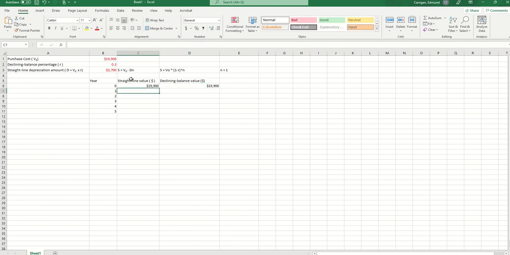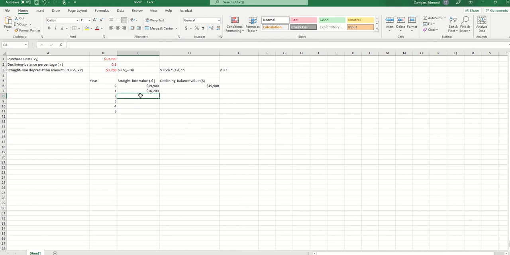Now I'm putting in my formula, this is straight line value, so this is my formula. I need S, so that's what's going to be in there, equals. So I need my equals, V naught. Now I've just put V naught in here after year 0, so I'm going to click on that. And then I need minus D times N. Now N is 1, so I'm just going to put in minus D. Now D is up here at 3,700 in this cell here. Click on it and then push enter.